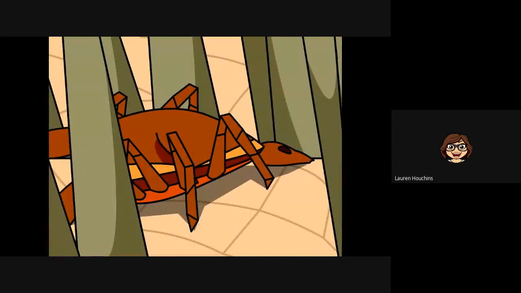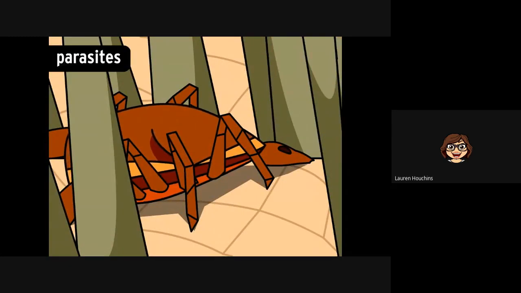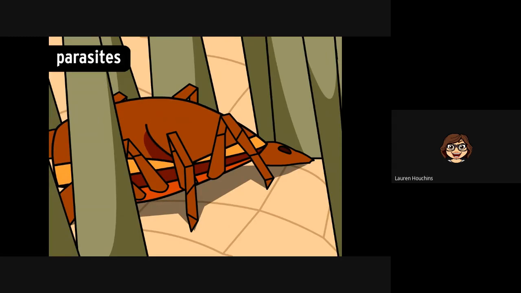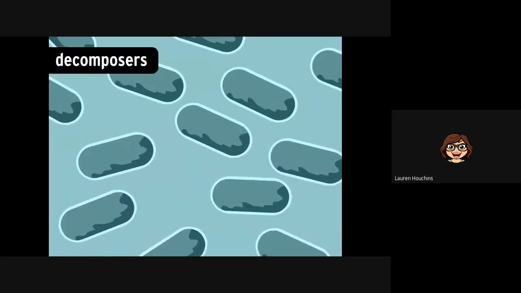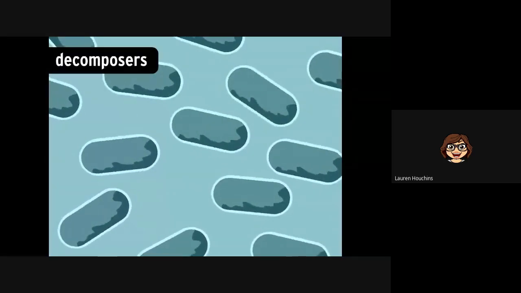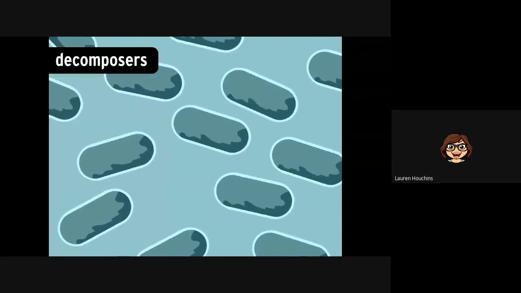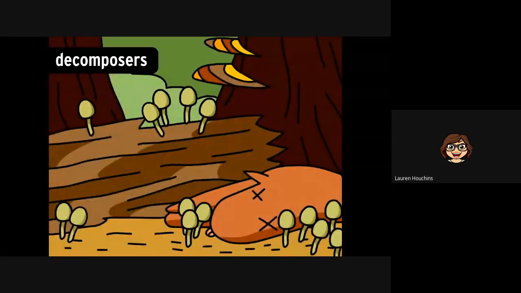There are other kinds of consumers too. Parasites are small organisms that live on the bodies of other organisms, using up the victim's energy. Scavengers eat the carcasses of other dead animals. Decomposers are mostly bacteria and fungi. Decomposers cause the mold that grows on your bread, but they also do all sorts of good stuff like breaking down dead animals and plants into reusable elements and recycling nutrients back into the food web.